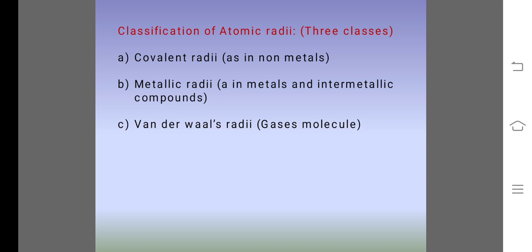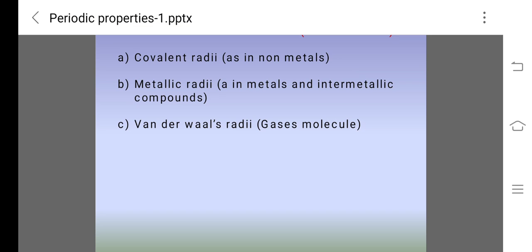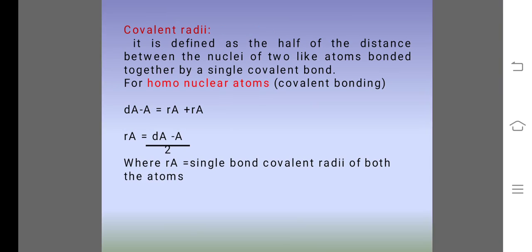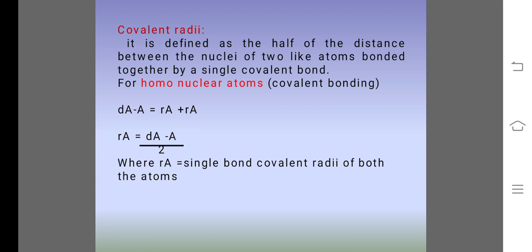Now we will see the classification of atomic radii. There are three classes in which the atomic radii are divided. First one, that is the covalent radii, present in the molecules of non-metals. Second one, metallic radii, as in metals and intermetallic compounds. And third one, that is the van der Waals radii. It is present in the gaseous molecule. First we will see covalent radii.